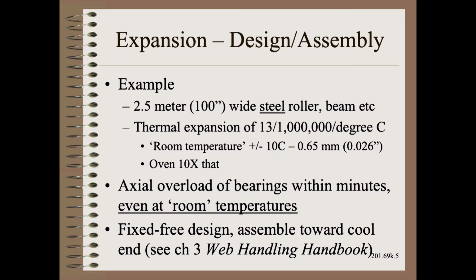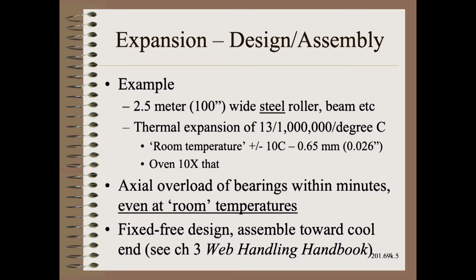So, let us start way back at the design stage for your machine. The builder should have calculated the expansion of rollers and other cross-machine beams. Given here is an example of a roller in a medium-width machine that will expand about 5 times the thickness of a human hair due just to variations in room temperature. Oven temperatures are 10 times that.